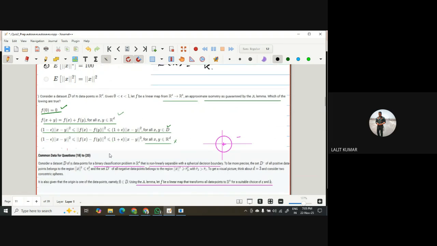Now, next question is, consider a data set D of n data points in RD. Given epsilon less than 1, greater than 0, let F be a linear map from RD to RK. An approximate isometry is guaranteed by JL lemma. Which of the following are true? So these are straight away from the JL lemma definitions, that F of 0 is equal to 0, F of x plus y is equal to F x plus F y for all x, y in RD. And this is the standard definition of JL lemma. So these three things we can remember for JL lemma.